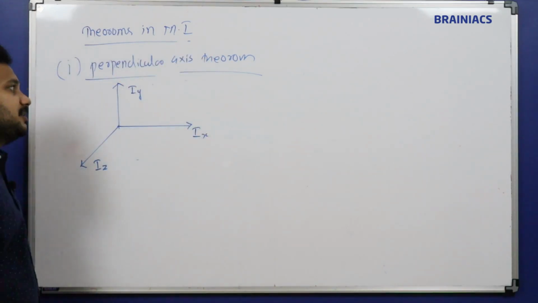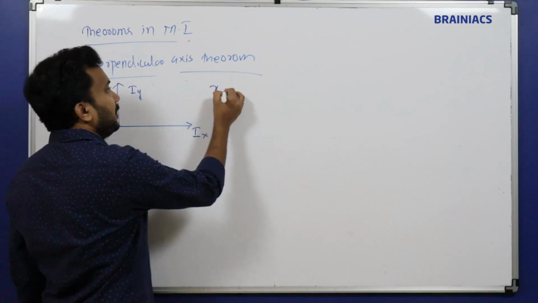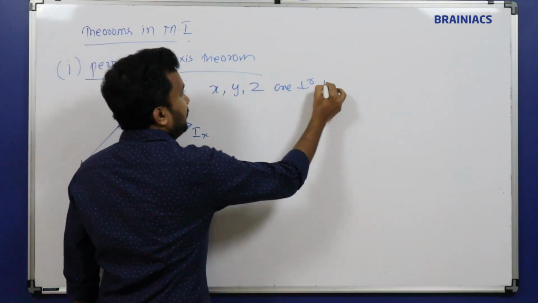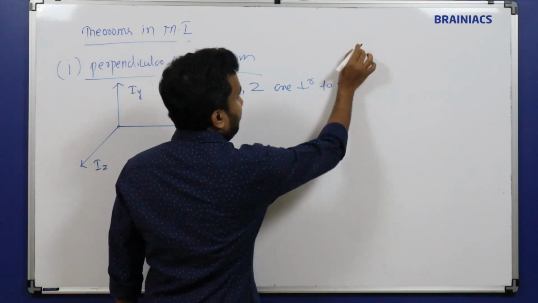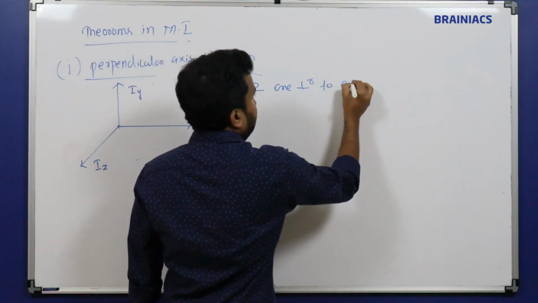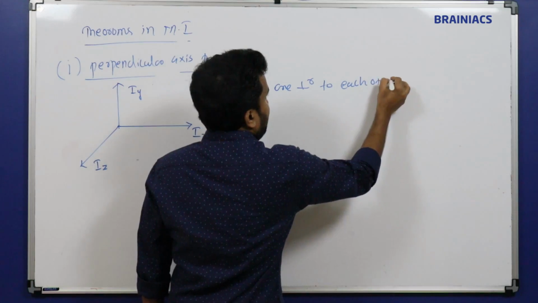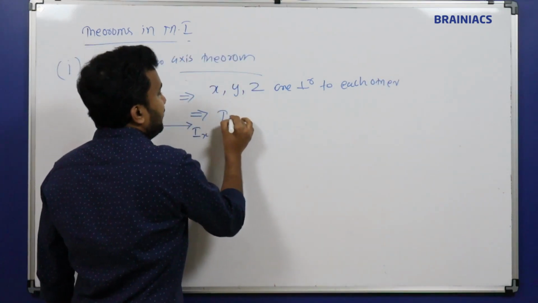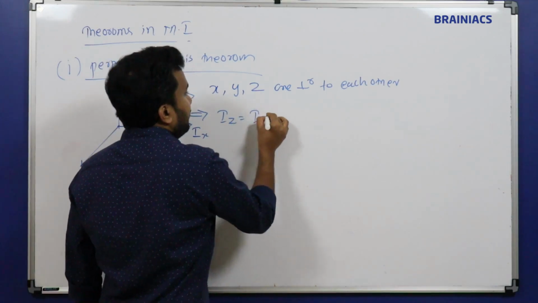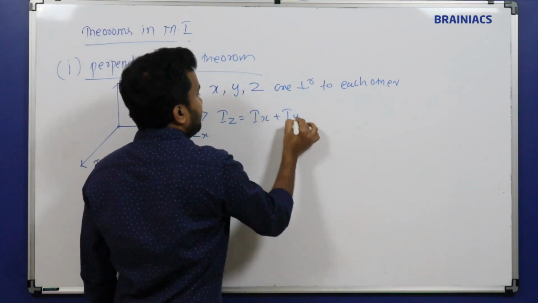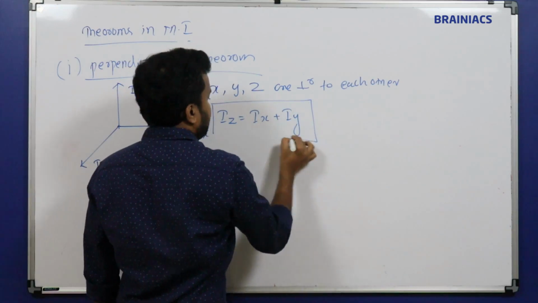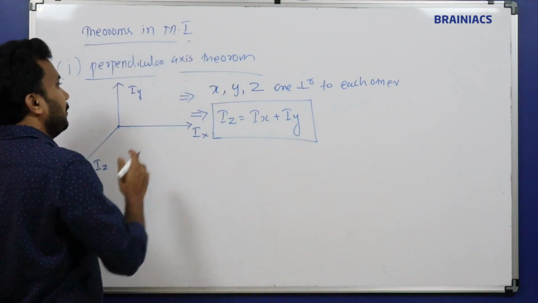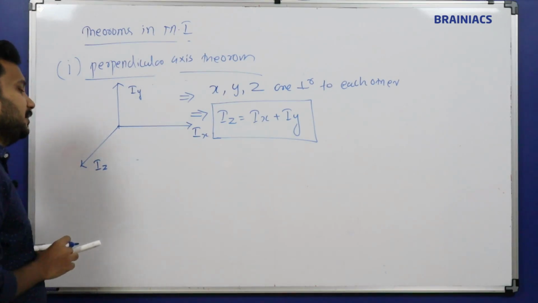In short, the three axes x, y, z are perpendicular to each other. If so, we can write Iz is equal to Ix plus Iy. This is the perpendicular axis theorem: the moment of inertia about the x and y axes added together is equal to the moment of inertia about the z axis.